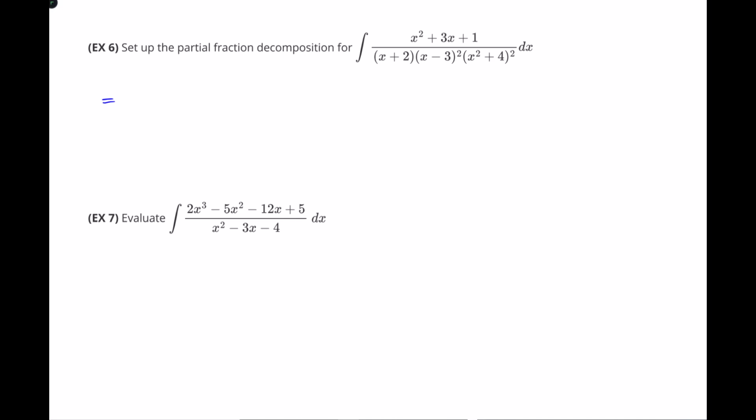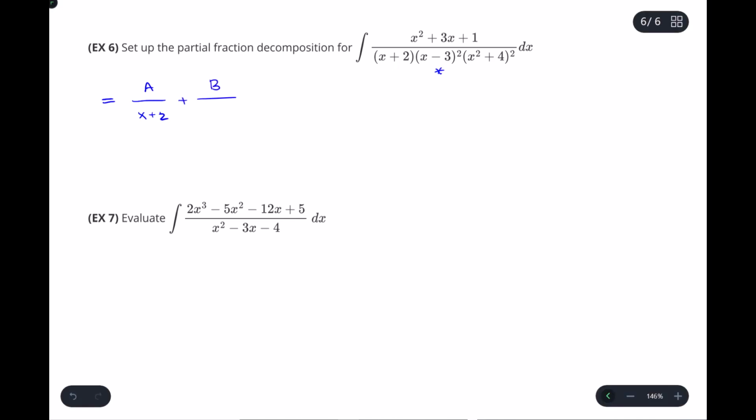So we have, to start with, this x plus 2, which is a linear term. So we would have a constant over that linear term. Okay, so a over x plus 2. Now, moving on to the next, which is x minus 3 quantity squared. So that is linear, but it's repeated linear. So we would do two separate fractions, each with a constant above it, but increasing the degree of the denominator each time.